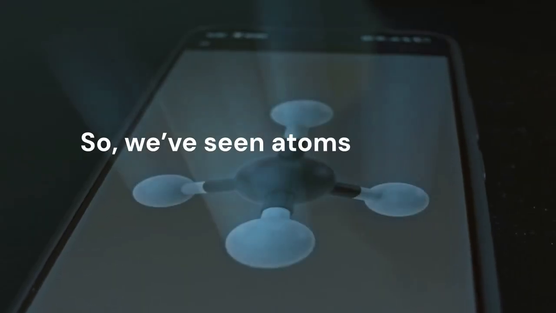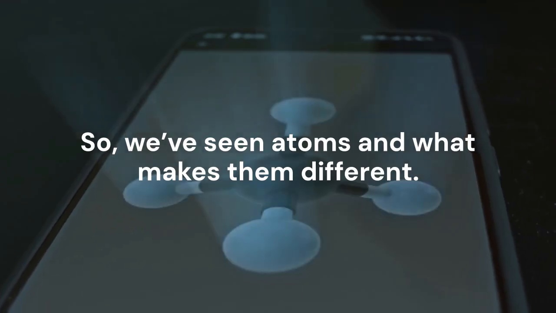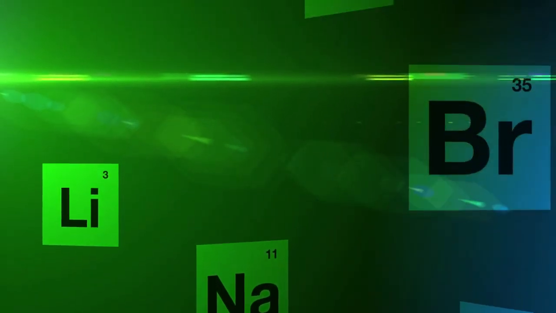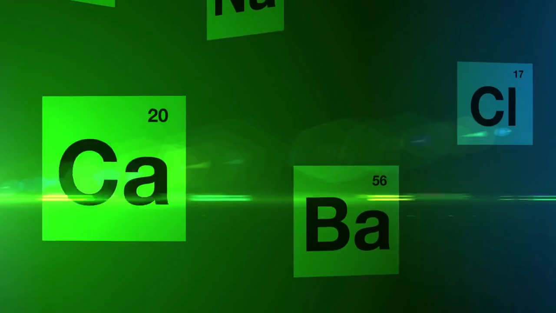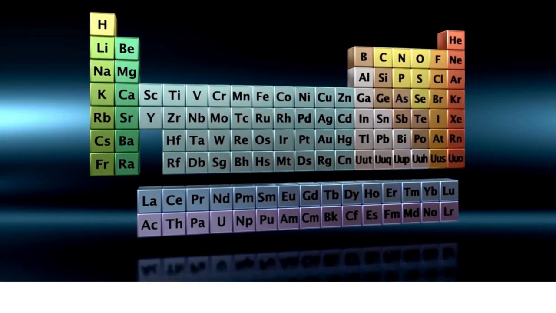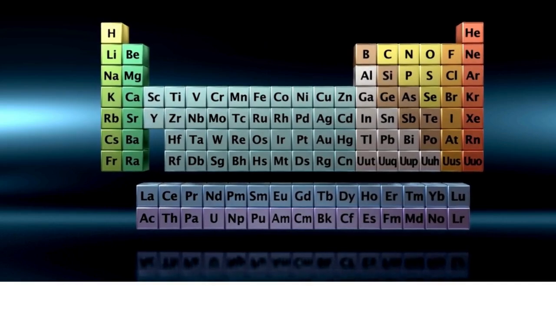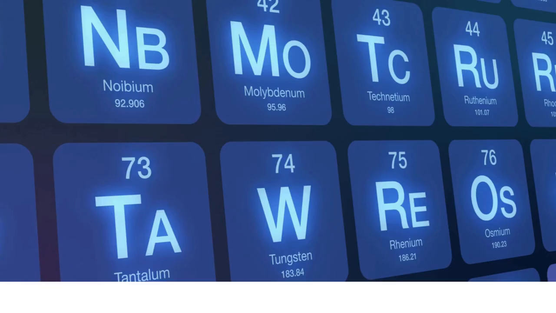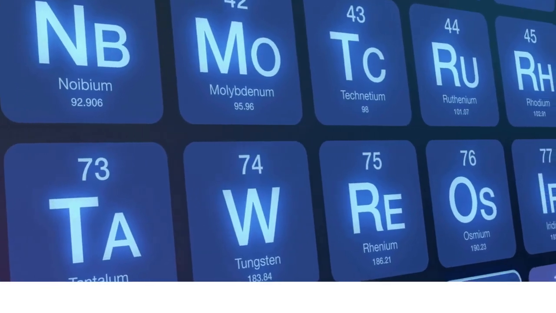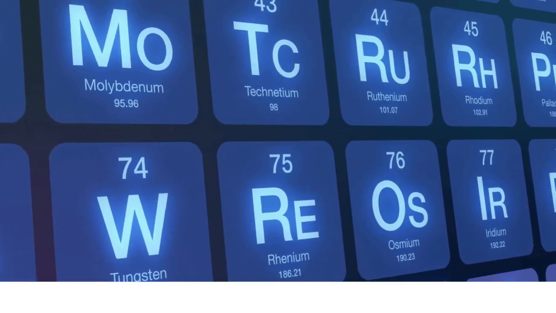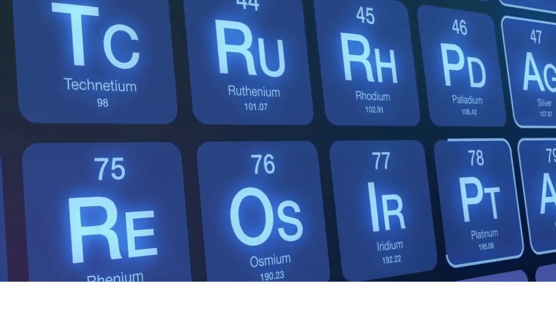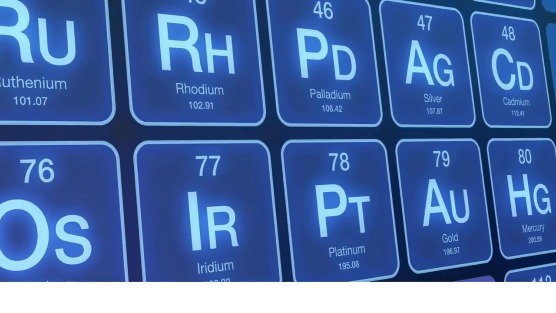So, we've seen atoms and what makes them different. Now imagine lining up all the different kinds of atoms, elements, in a smart order so we can see patterns. That's the periodic table. It's like a giant map of elements, arranged by increasing atomic number, with elements that behave similarly grouped together. When you move across a row, called a period, you're adding one more proton and one more electron into the same shell. That slowly changes how the atom behaves.